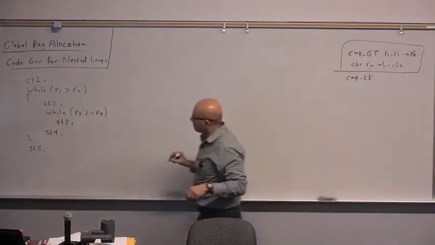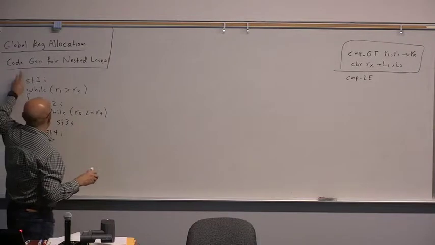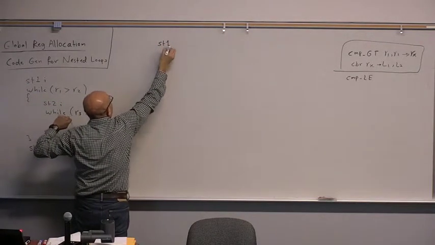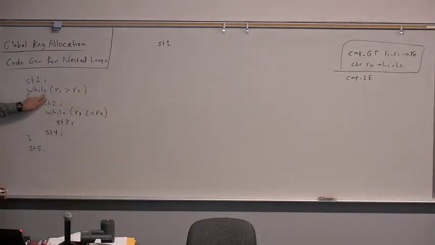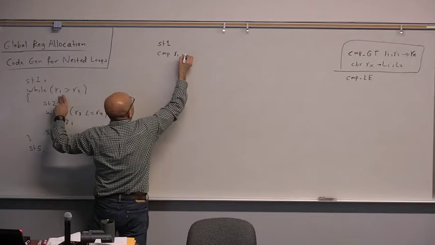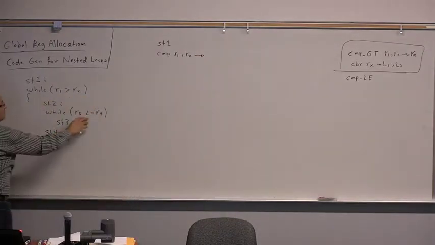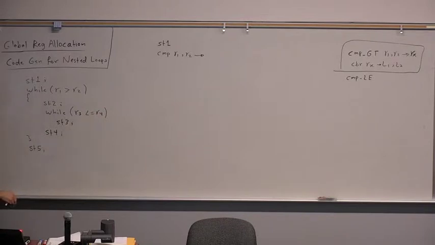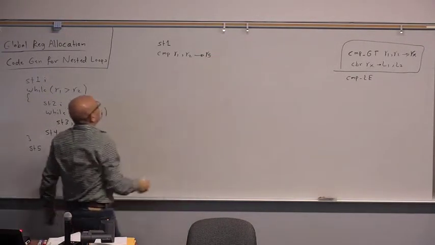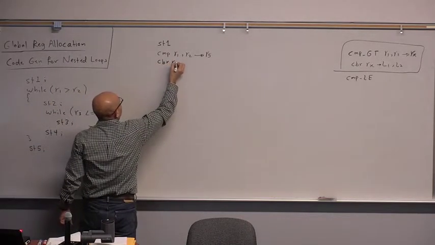Okay, so let's now generate code for statement 1, whatever that statement is. Then we have this while loop. So we will need to generate a compare of R1 and R2 and put the result. Suppose that we have these registers allocated already, R1, R2, R3, R4, and you have that get next register function, so it's going to give you register R5 for this. And R5 is going to have the results.